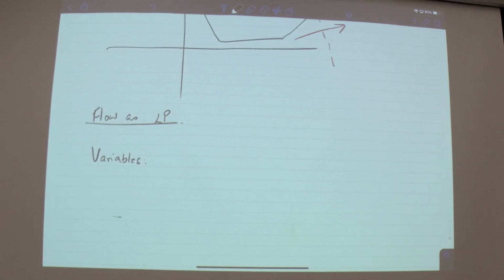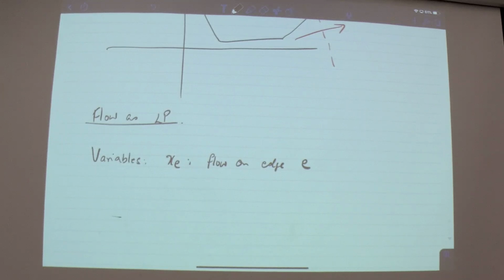What are the variables? One variable for each edge showing the flow through that edge. Why? Because we're searching for a flow, so the thing we're searching for is a flow. Flow is assigned to an edge, so we need one variable per edge. So we have one variable, x_e, which is the flow on edge e.